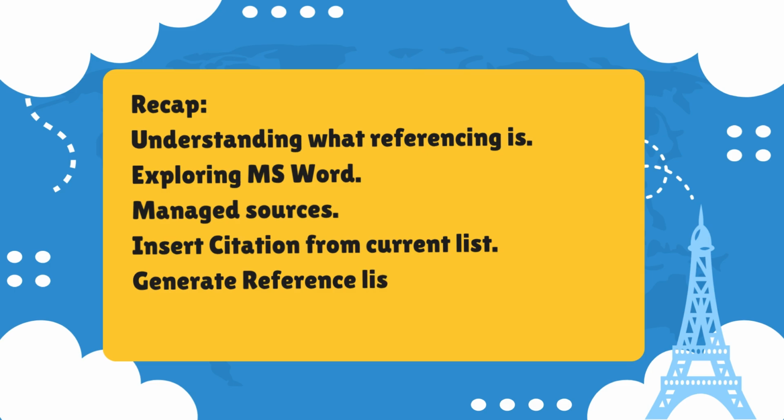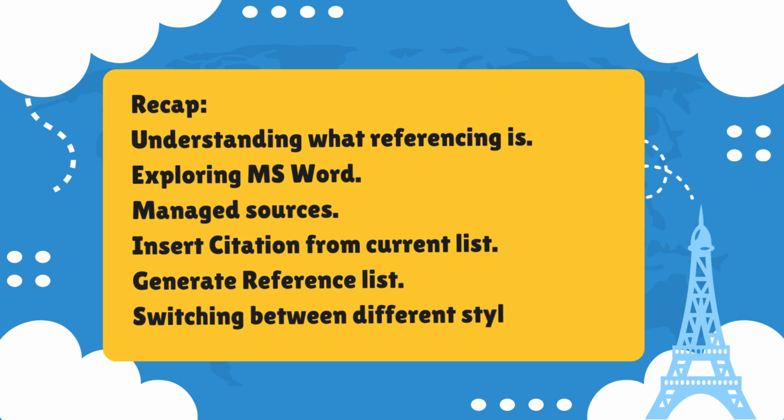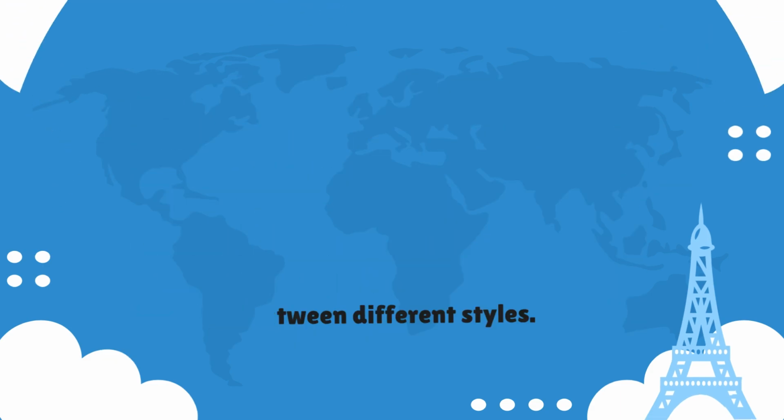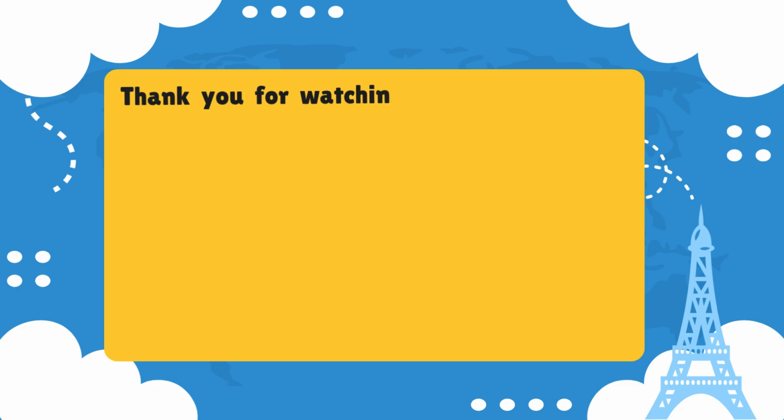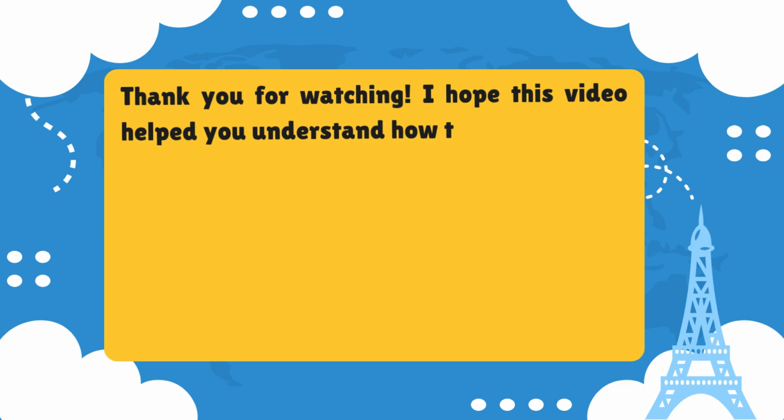Now, let us quickly recap what we have covered in this video. We started by understanding what referencing is, then explored why MS Word is such a helpful tool for it. We looked at how to manage sources, how to insert citations from your current list, how to generate a reference list or bibliography, and finally, how to switch between the different citation styles. I hope this tutorial helped you feel more confident using MS Word for referencing in your academic work.